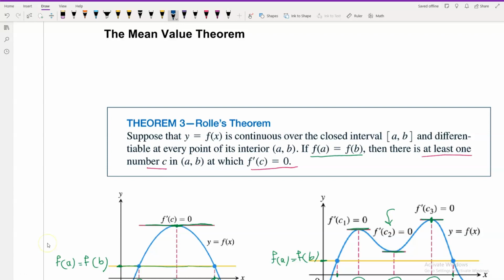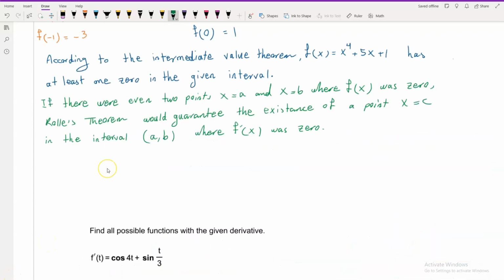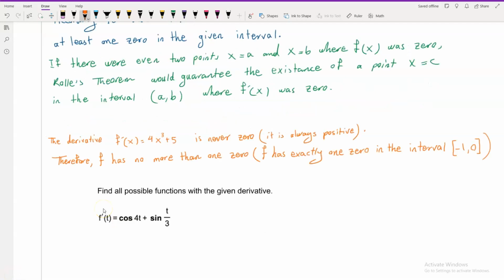If not, that means our function has no more than 1 zero. So if there were even 2 points a and b where f of x was 0, Rolle's theorem would guarantee the existence of a point x equal to c in the interval where f prime of x was 0. But the point is finding the derivative of f of x, and f prime of x is equal to 4x cubed plus 5, and this is never 0, or in other words, this is always positive. But that means f has no more than 1 zero, or in other words, f has exactly 1 zero in the closed interval -1, 0.